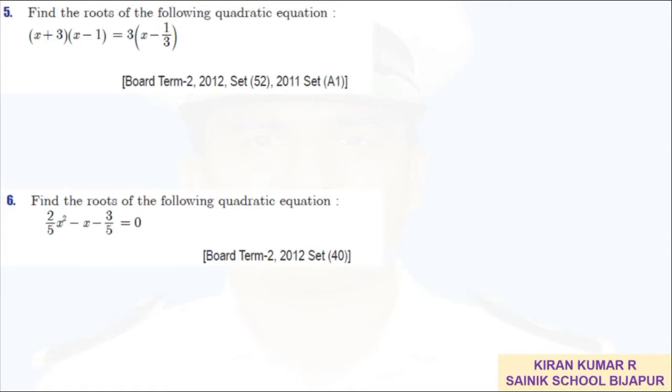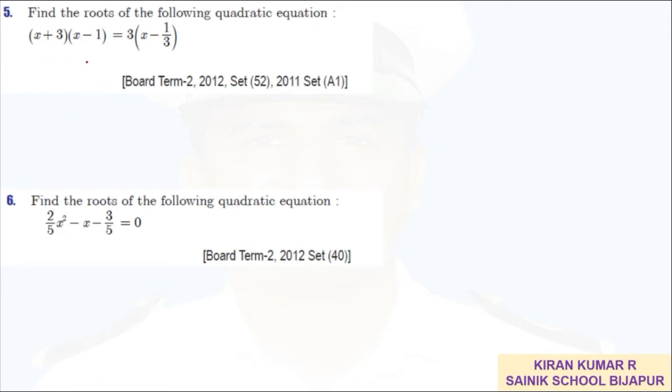Hello students, let's continue the session on revision of quadratic equations. Question number 5. Find the roots of the following quadratic equation: (x + 3)(x - 1) = 3(x - 1)/3.